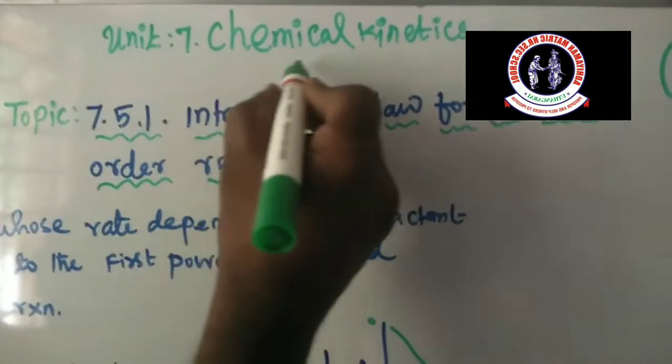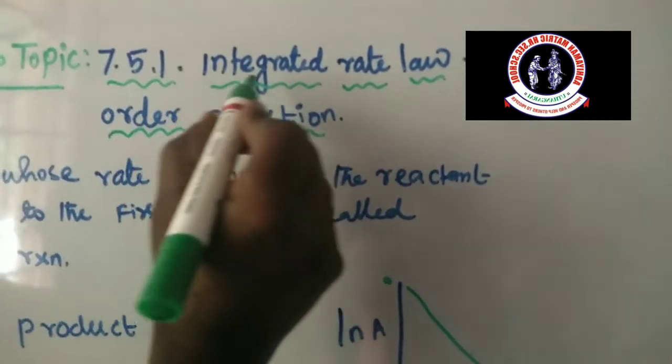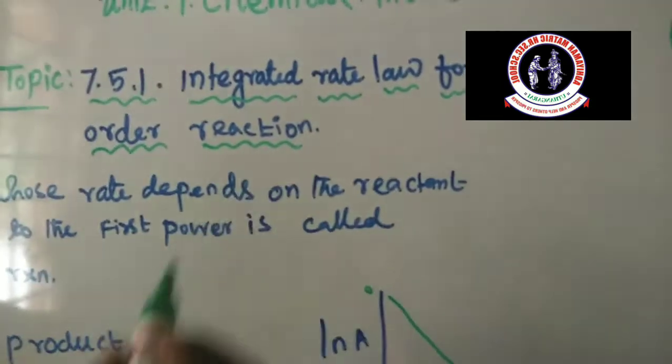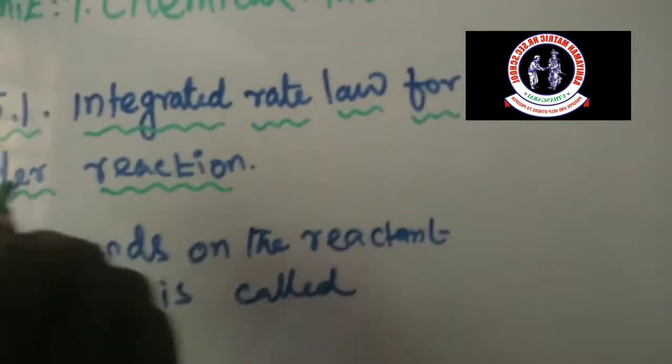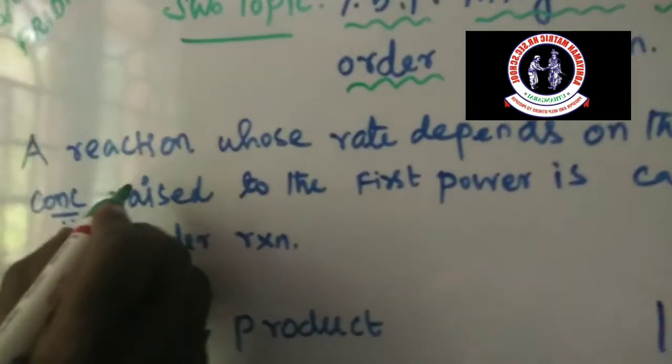Today we are going to discuss chemical kinetics. The subtopic is the integrated rate law for the first order reaction. So what is meant by a first order reaction?